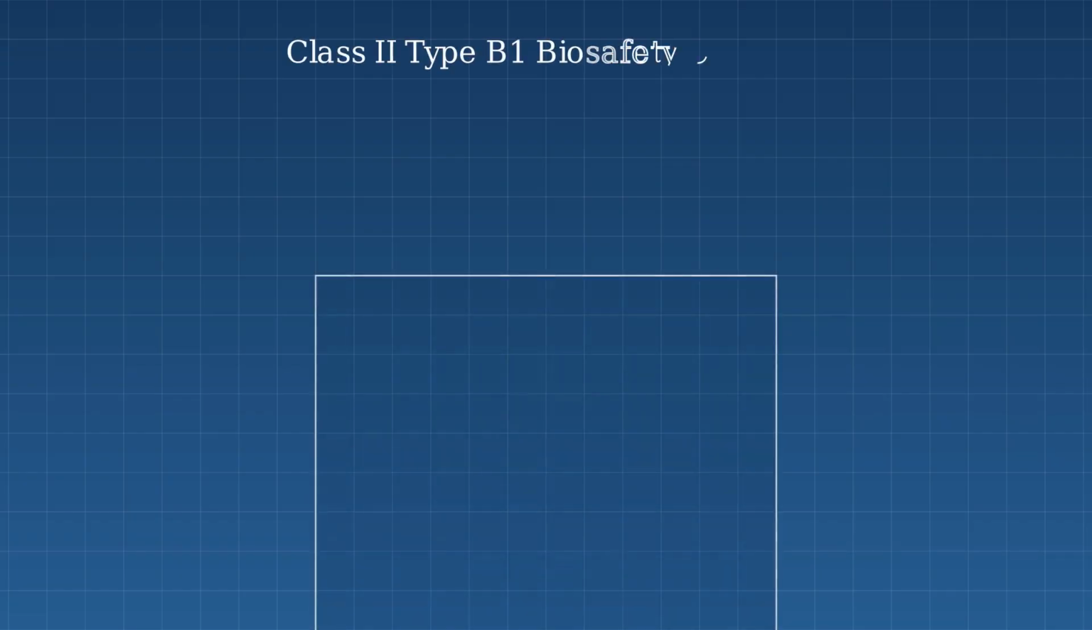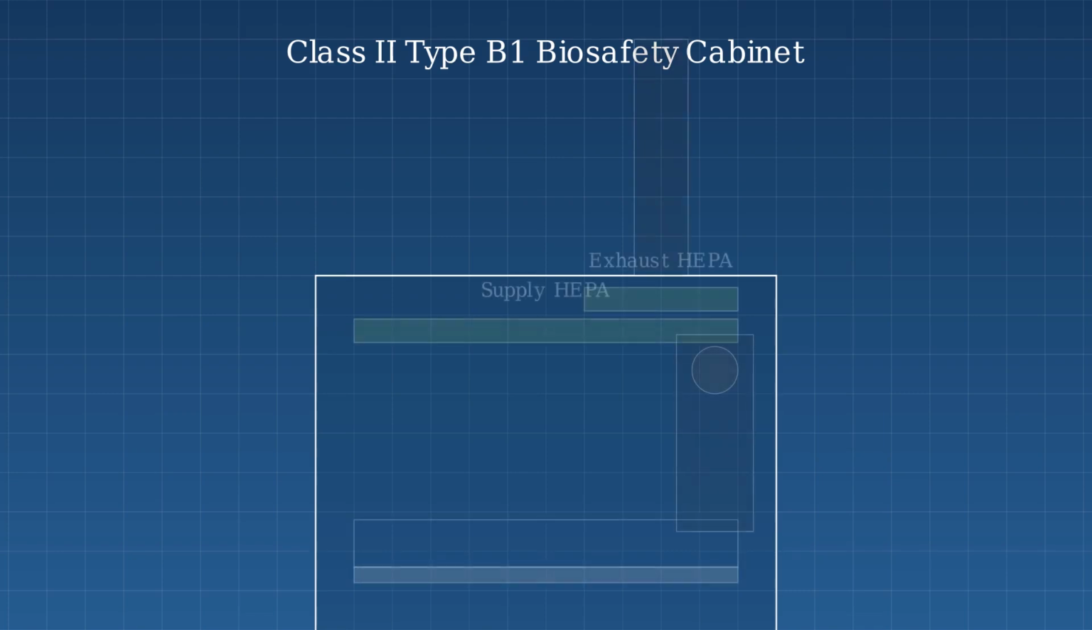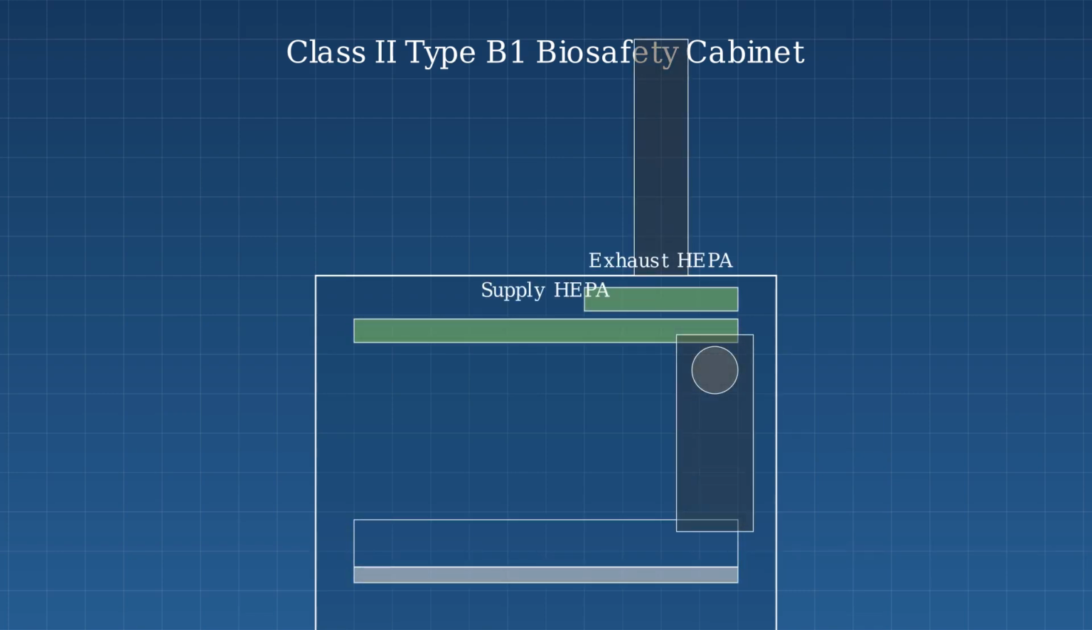Class 2 Type B1 biosafety cabinets have distinctive features that set them apart from other BSC types. The cabinet includes a work surface, front opening, HEPA filters, and a dedicated exhaust system. Class 2 Type B1 cabinets maintain an inflow velocity of 100 feet per minute, providing personnel protection.